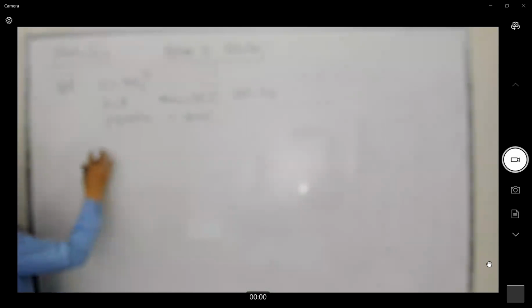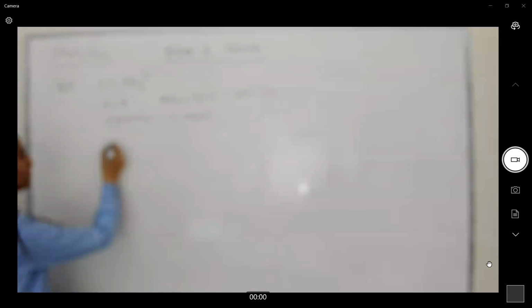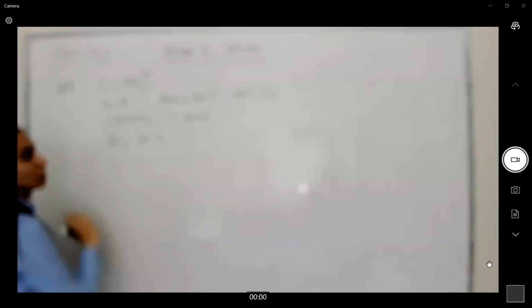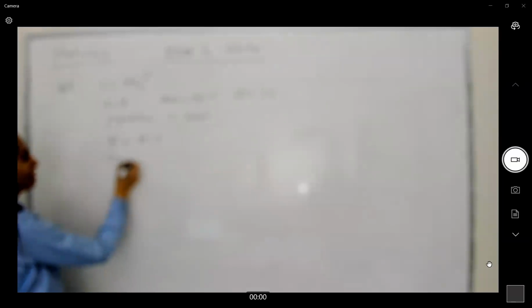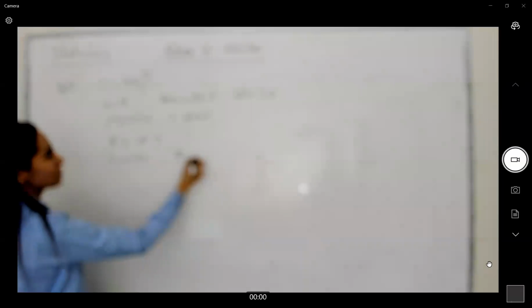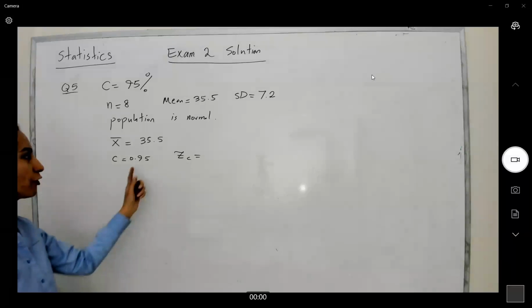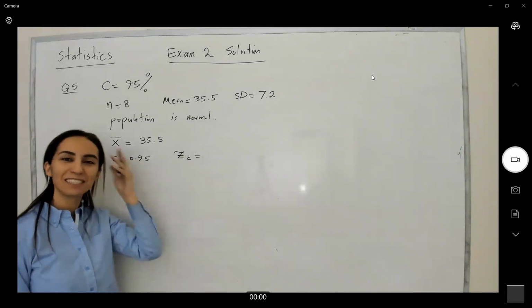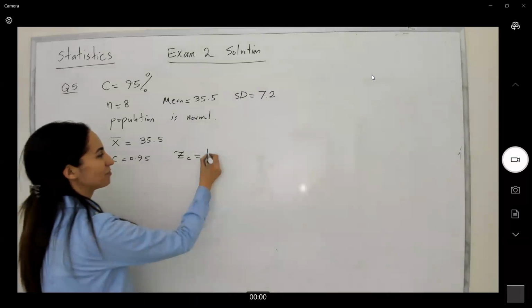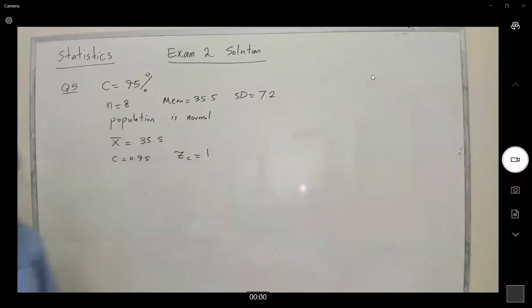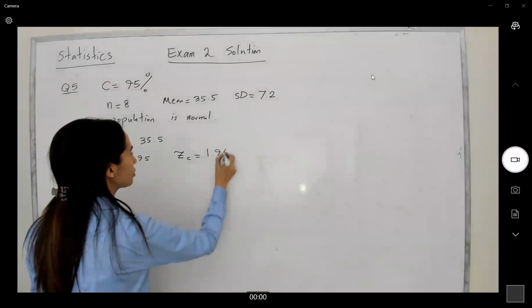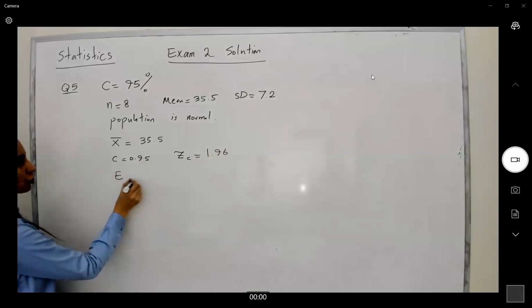Okay, so what is your point estimate? Point estimate, x bar, is the mean, 35.5. Now C is equal to 95%. What is ZC? For 95% confidence level, what is ZC? 1.96. Thank you. And what's the margin of error?